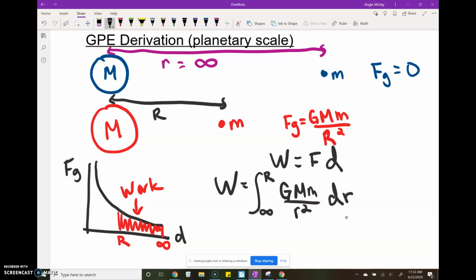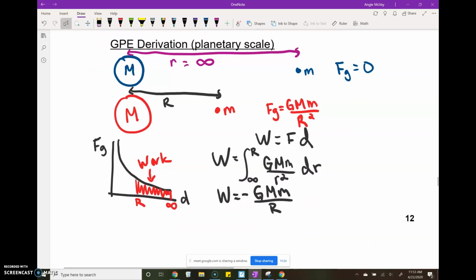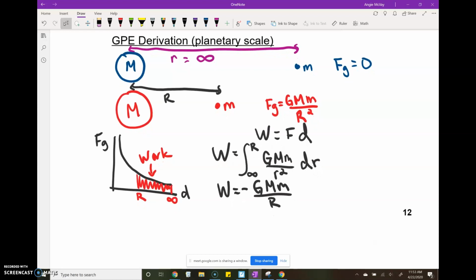And when we do that, we're going to end up with the work done equal to negative big G M m over capital R. Okay, actually I'll zoom out like this. And so this is the result of our integral. This is the area under the force versus distance curve, and what this represents is the gravitational potential energy that mass m has after it has been brought in from infinity to a separation distance of capital R.